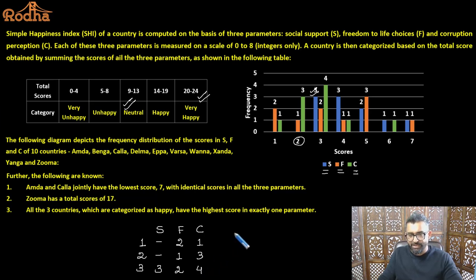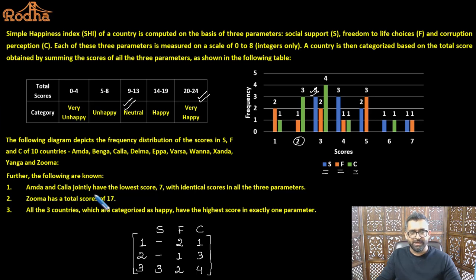Okay, I'll just quickly repeat. Frequency of 3 in S is going to be 3. Frequency of 3 in F is going to be 2. Frequency of 3 in C is going to be 4. That's what we have to do. Okay. So these are the kind of points we are given. We have to assign the points as per the data given. What is the data given? Let's read the data also.